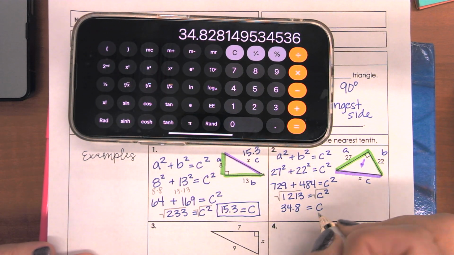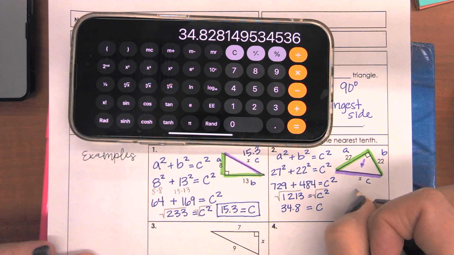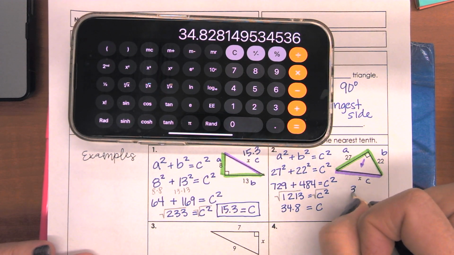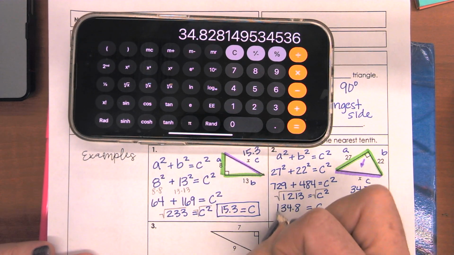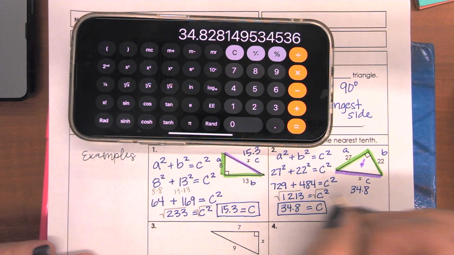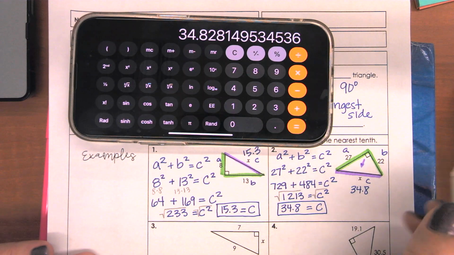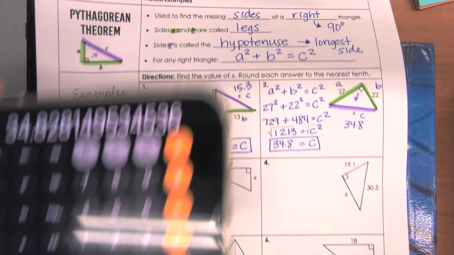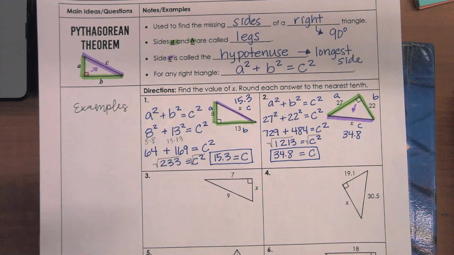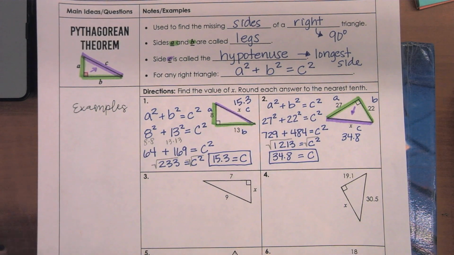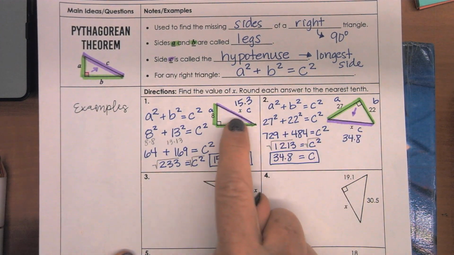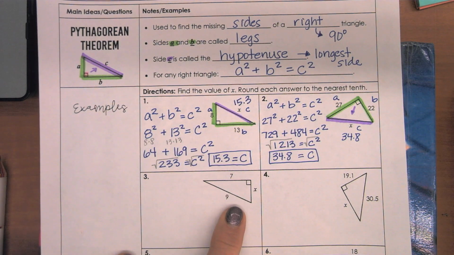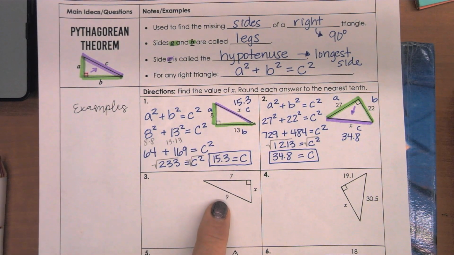34.8. Now I also know that that is my x. My x is now 34.8. So now I know the length of my hypotenuse. Now sometimes, let's go ahead and take another look here at number 3. Number 3, I want to make sure we don't get tricked here, because we have been looking for C in both of these. But what do we notice here? Notice that C is given to us.